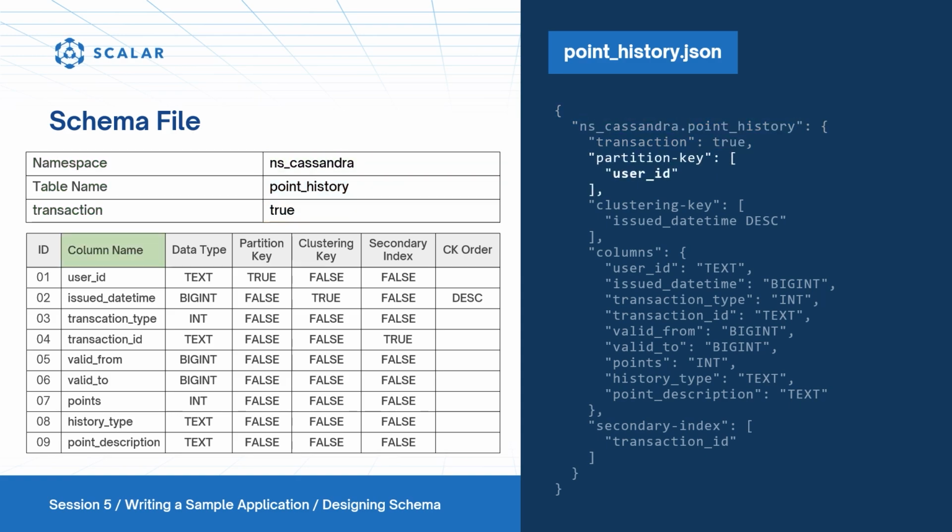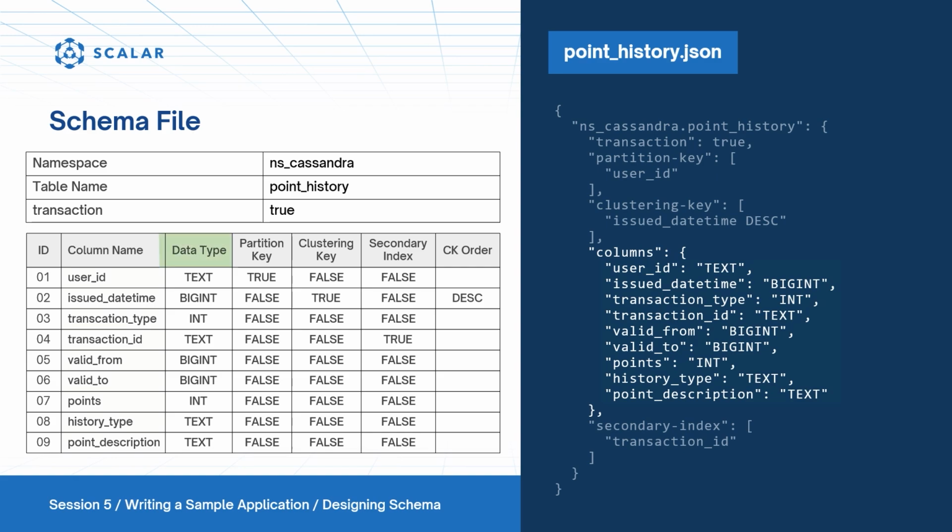Specify the column to be used as the partition key. Here, user ID is used as the partition key. Next, specify the clustering key. In this table, issued datetime is the clustering key. For the clustering key, the data rows are sorted and stored based on the key value. Specify the sort order as ascending or descending.